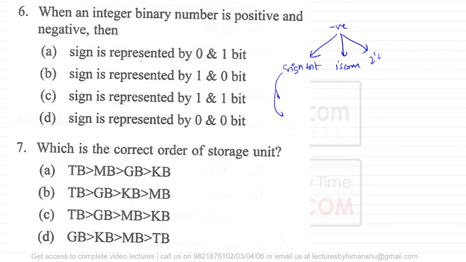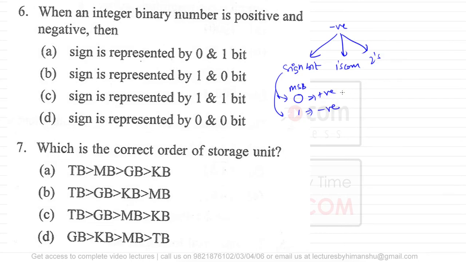Now in case of sign bit representation, if the most significant bit, MSB, is 1, that means the number is negative. If MSB is 0, that means the number is positive. Or you can say there are 2 ways of writing it. Either you can say that if the most significant bit is 0, that means the number is positive, and if the most significant bit is 1, then the number is negative.